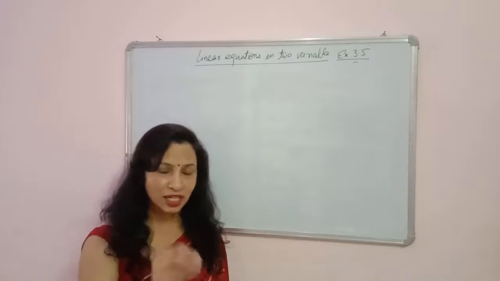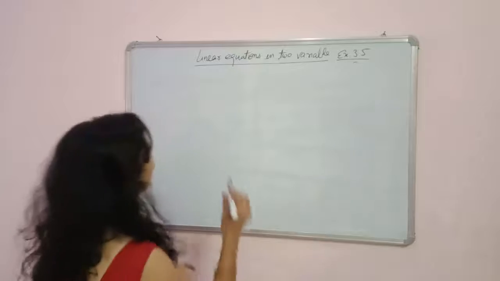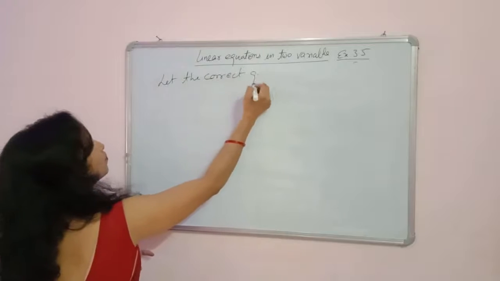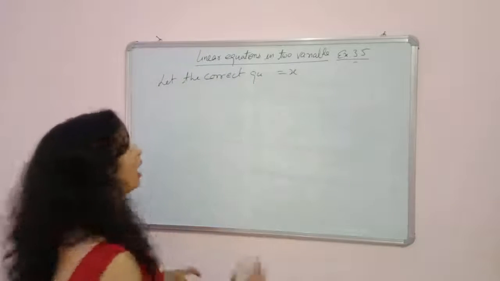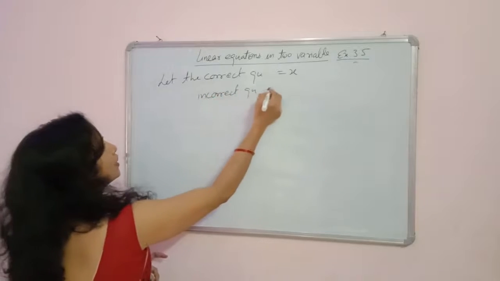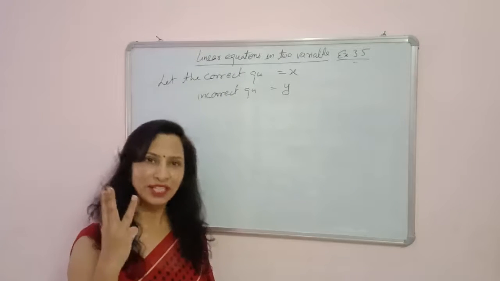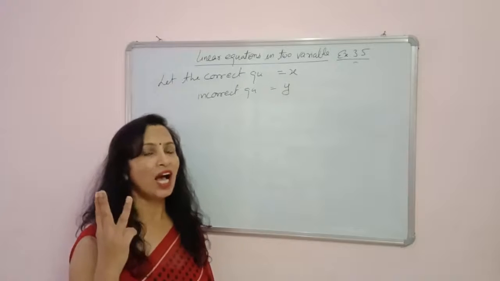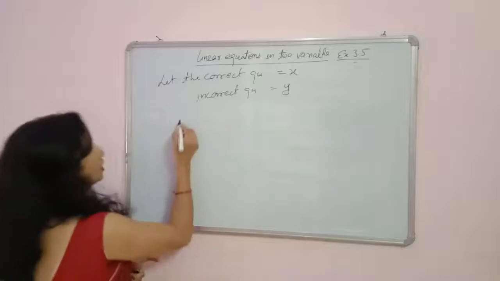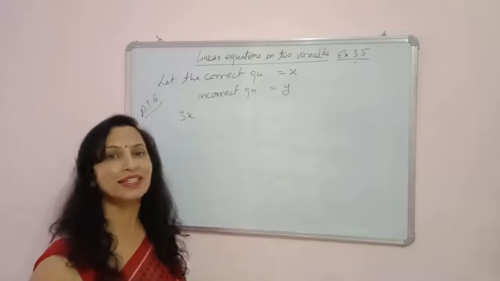It means if Yash does the number of questions correct equal to x, so let the correct questions be equal to x, and the incorrect questions done by Yash equal to y. So if he is getting 3 marks for each correct answer, how many marks will he get for x correct answers? It will be 3 into x. So these are the marks attained by Yash for x correct answers.